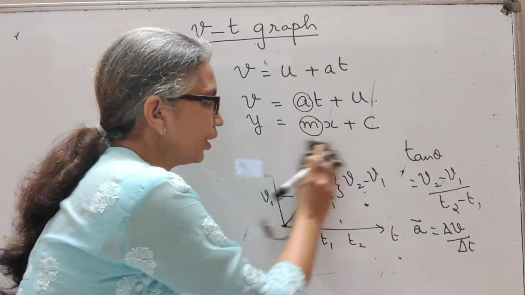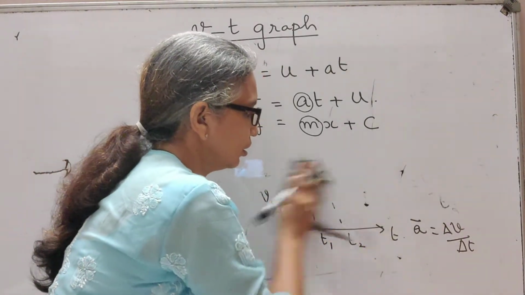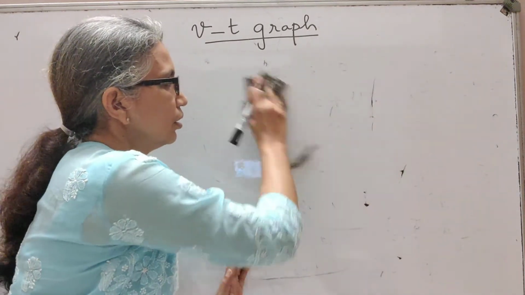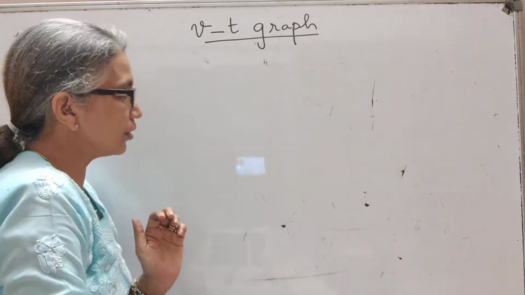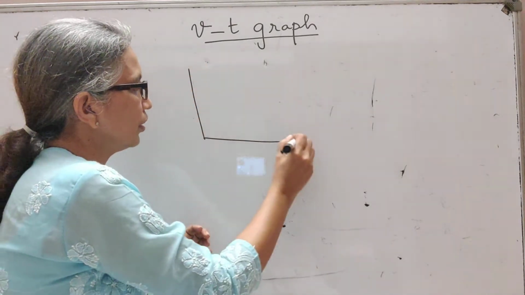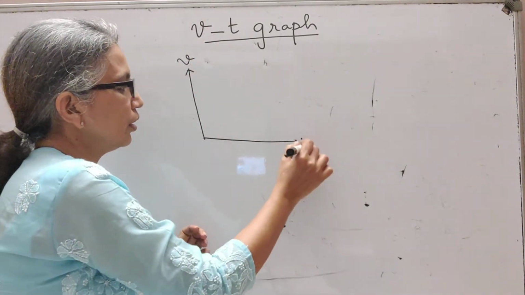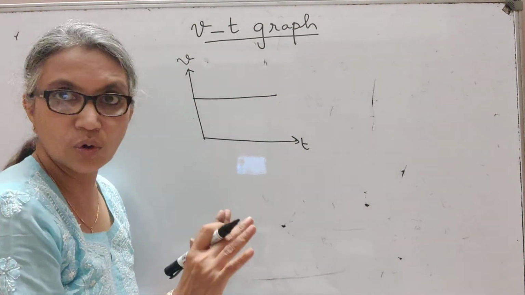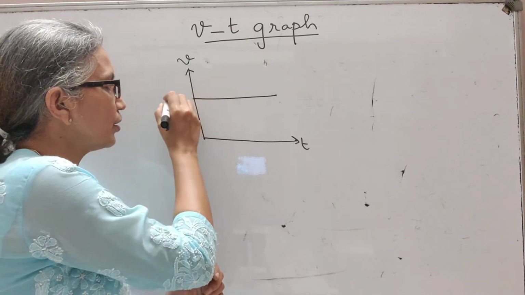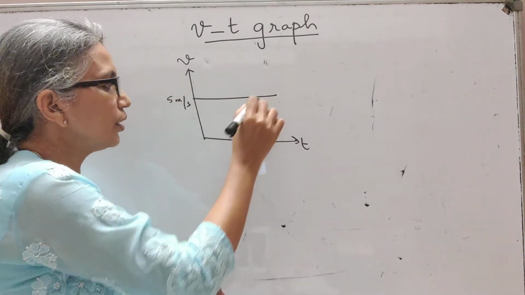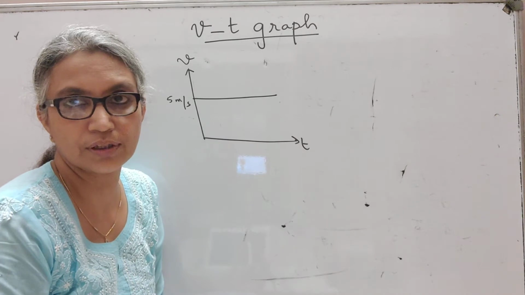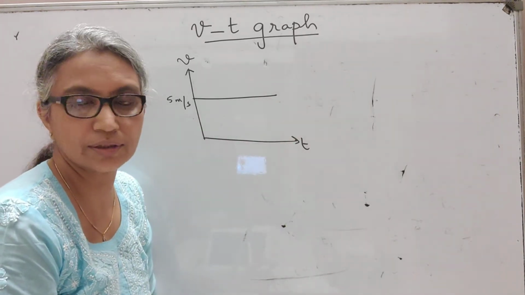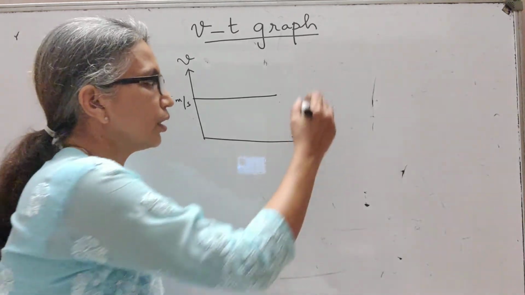Then, again, we have three graphs to discuss. We can have a VT graph like this. If I have a straight line like this, it means that there is no acceleration, because let's say this is 5 meters per second. You will see that the body is moving with a constant velocity. The slope of the line is 0, which means the acceleration is 0. It doesn't have any acceleration, uniform velocity.